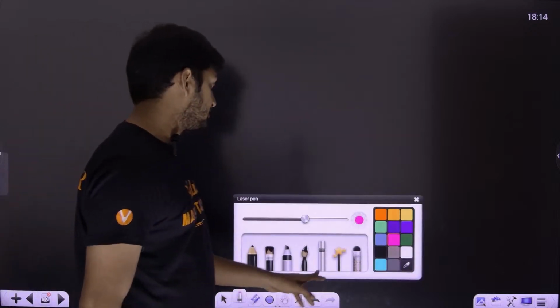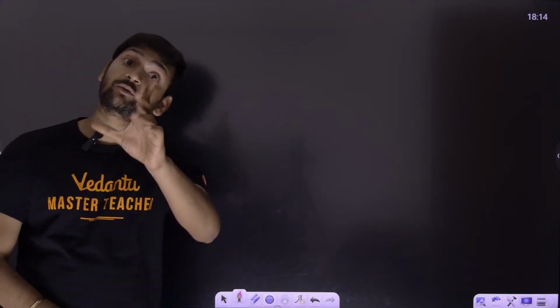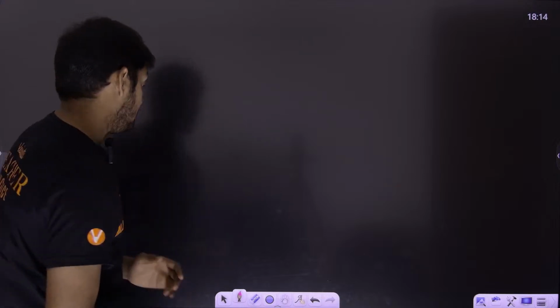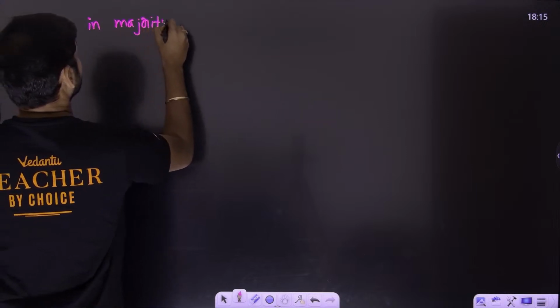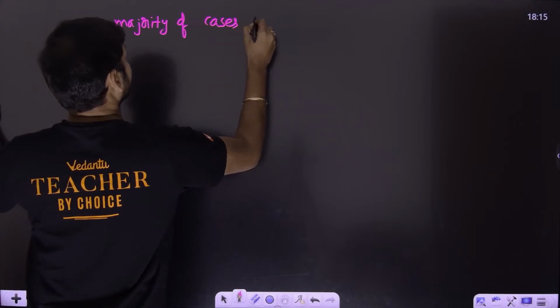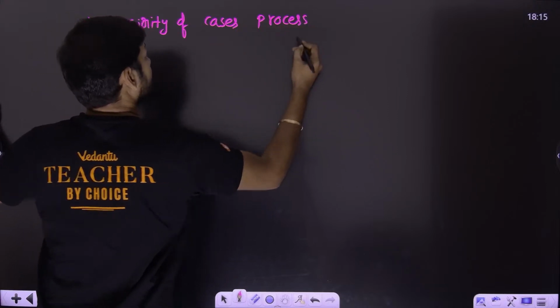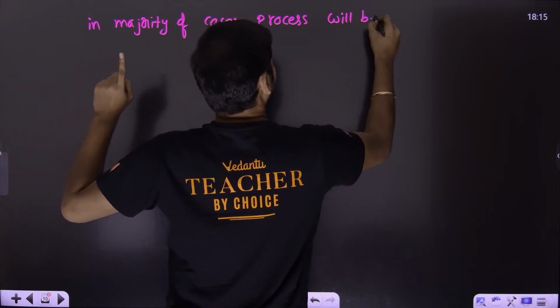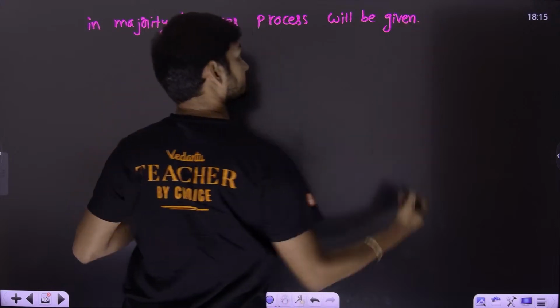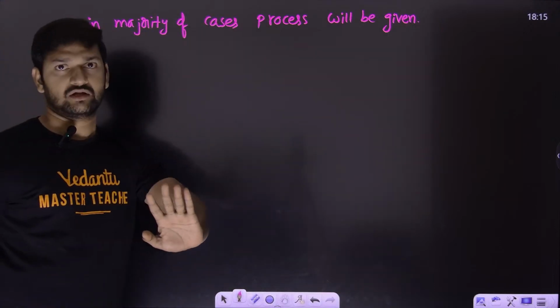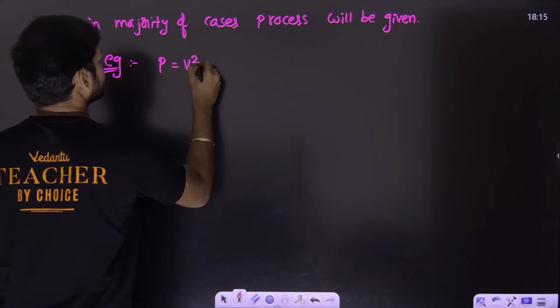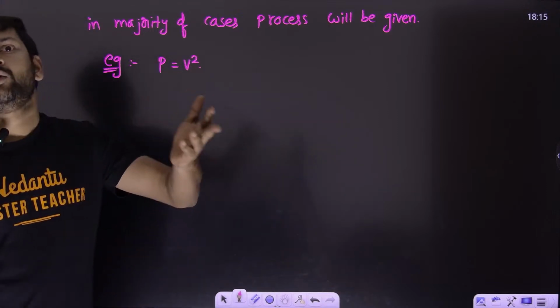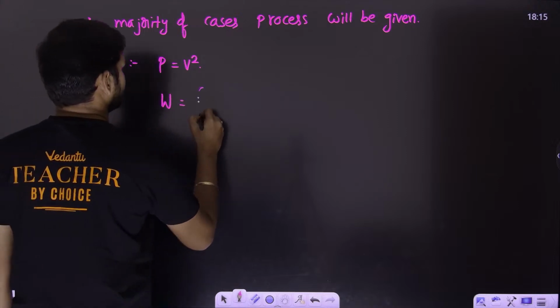Now look, what happens in majority of the cases? In majority of the cases, they give you the process to you. Process will be given in majority of the cases. For example, they said that it's going in a process where pressure is equal to volume square. Find the work done by the gas. See, work done by the gas is integral PdV.